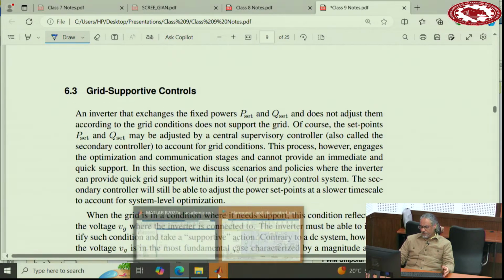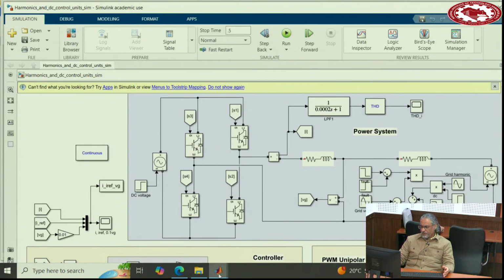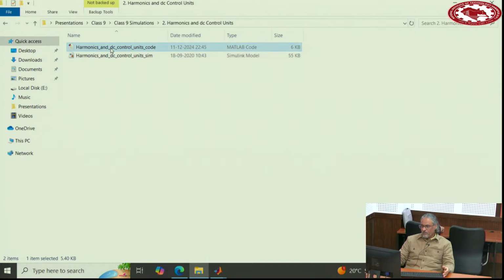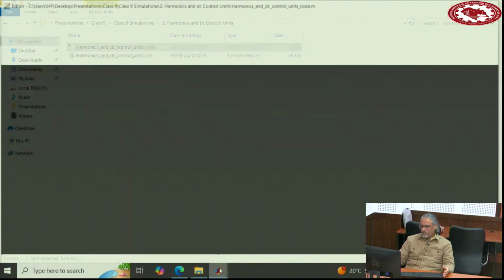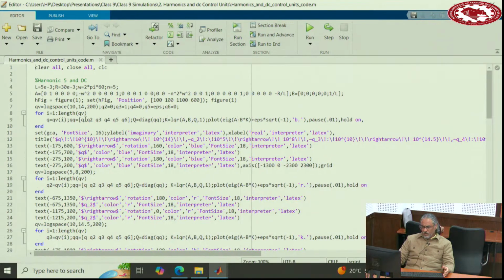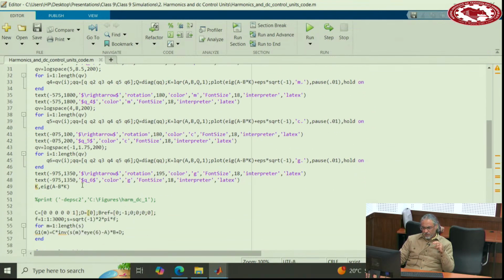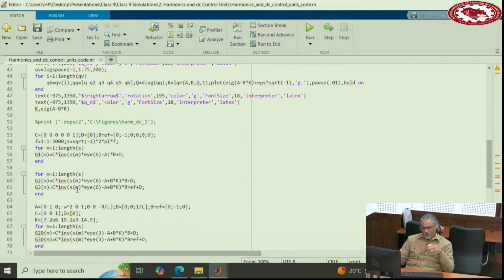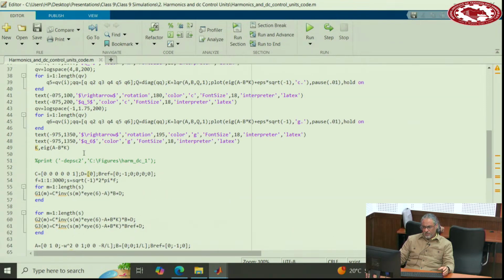Okay, let me see if I can quickly run this as well. Okay, the code is very similar. So we have multiple loops. Each loop takes care of one of the Qs. Right? And these are for generating those Bode diagrams. I don't need to run them. I can only run this part.